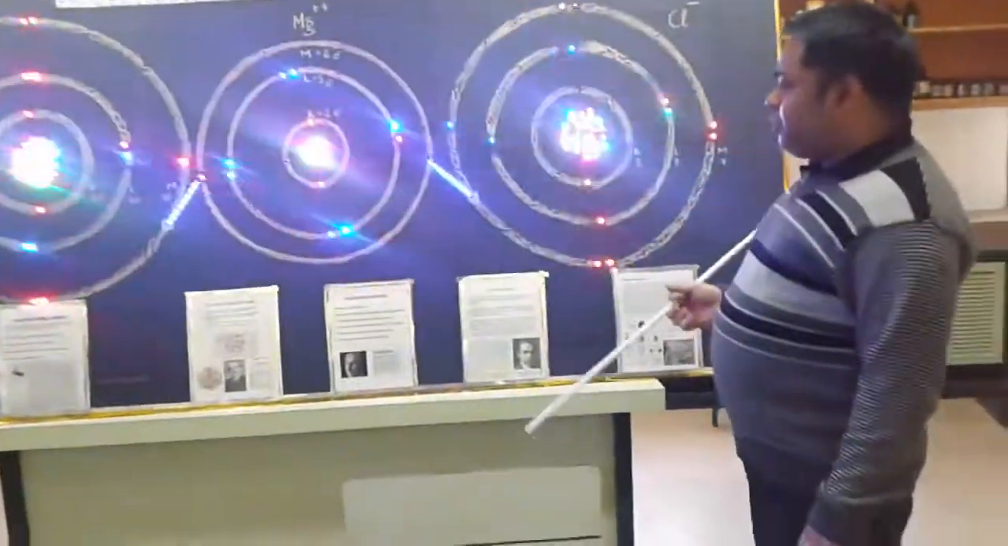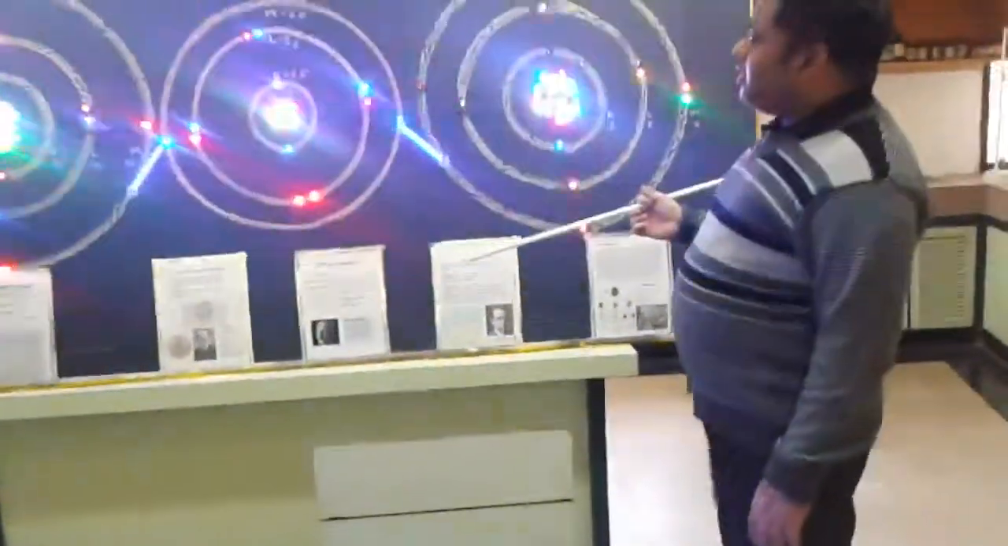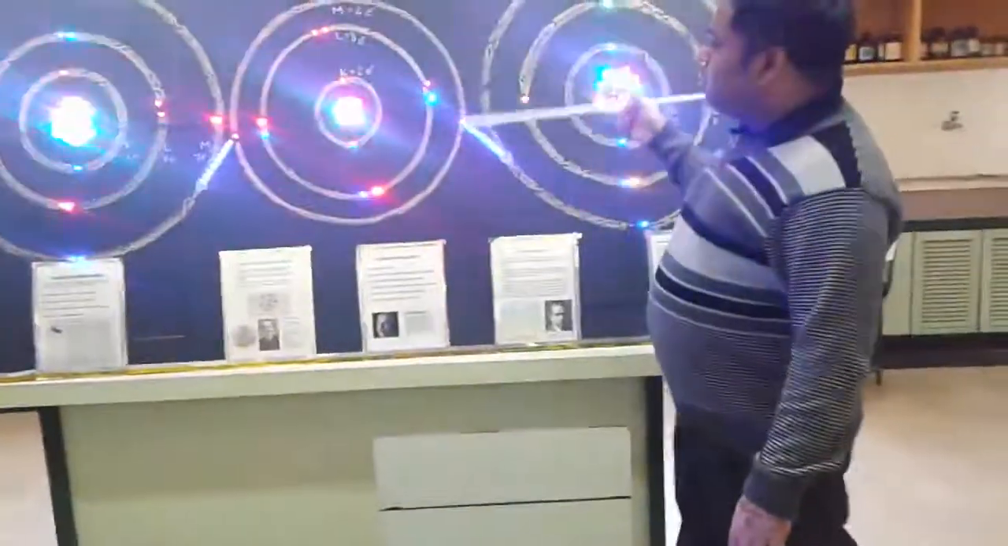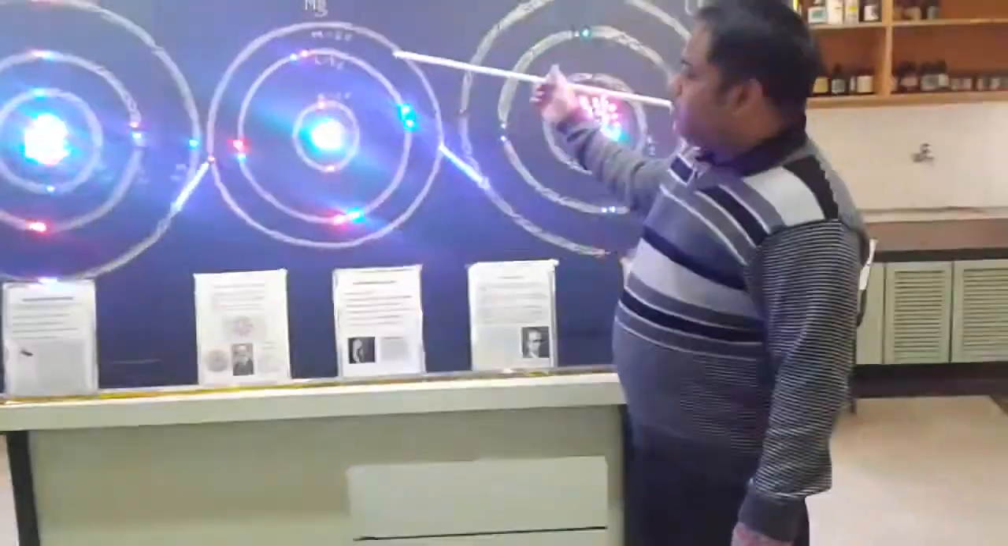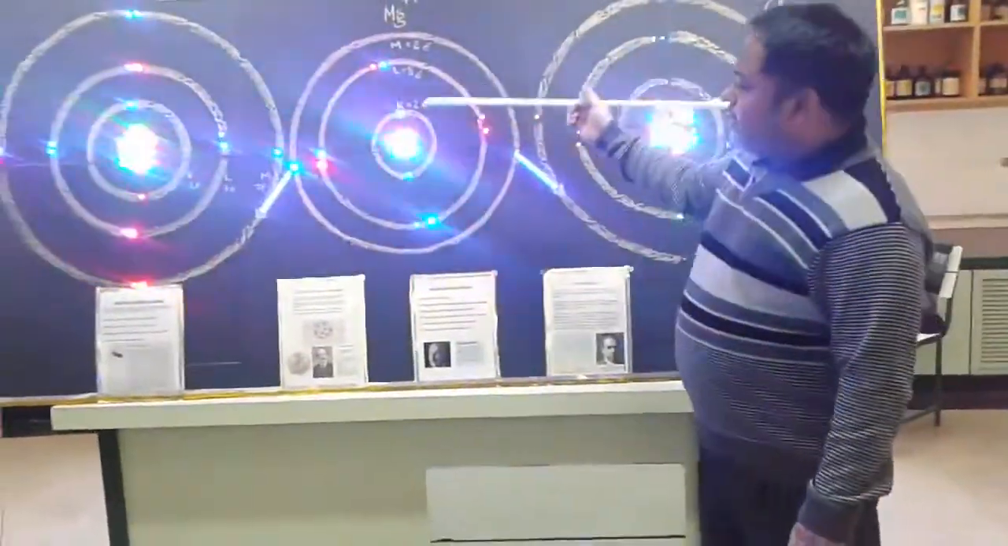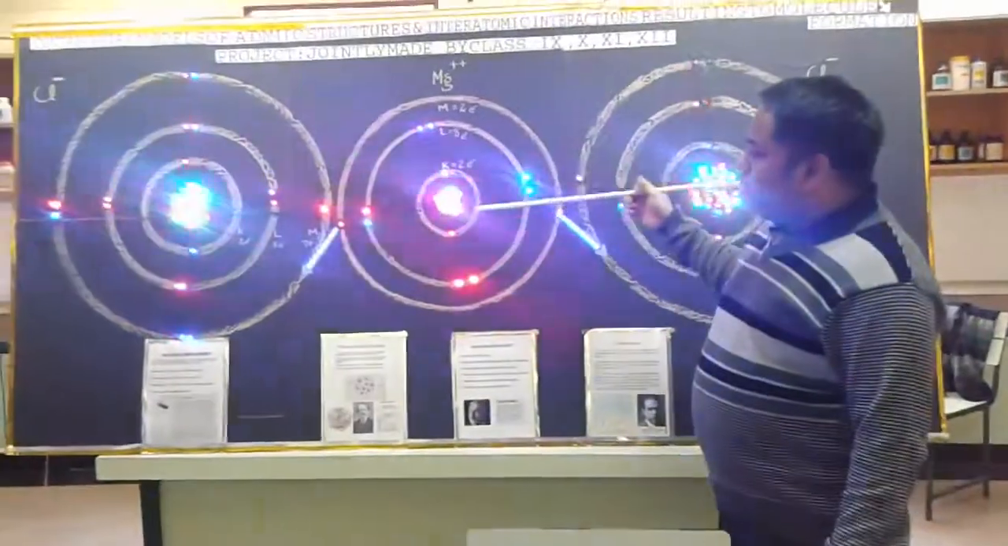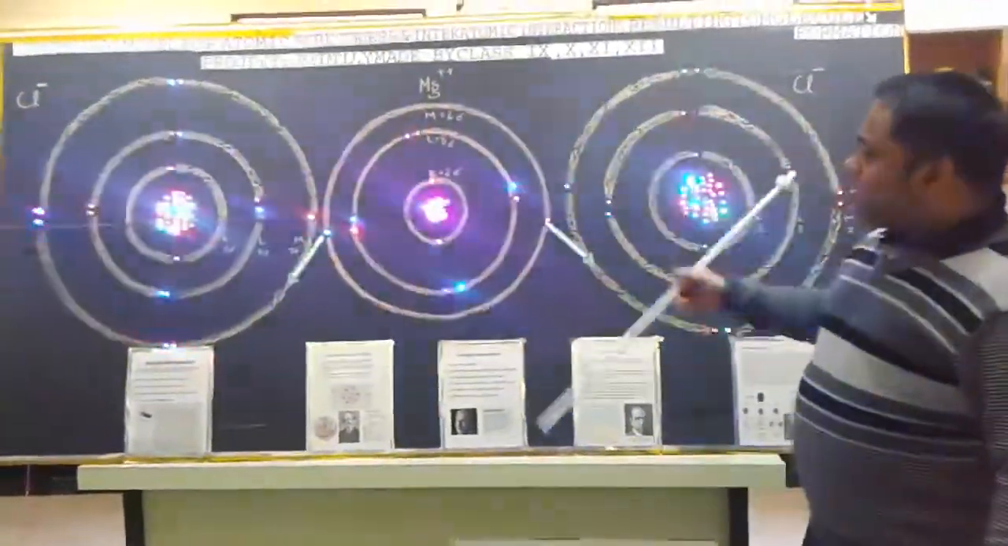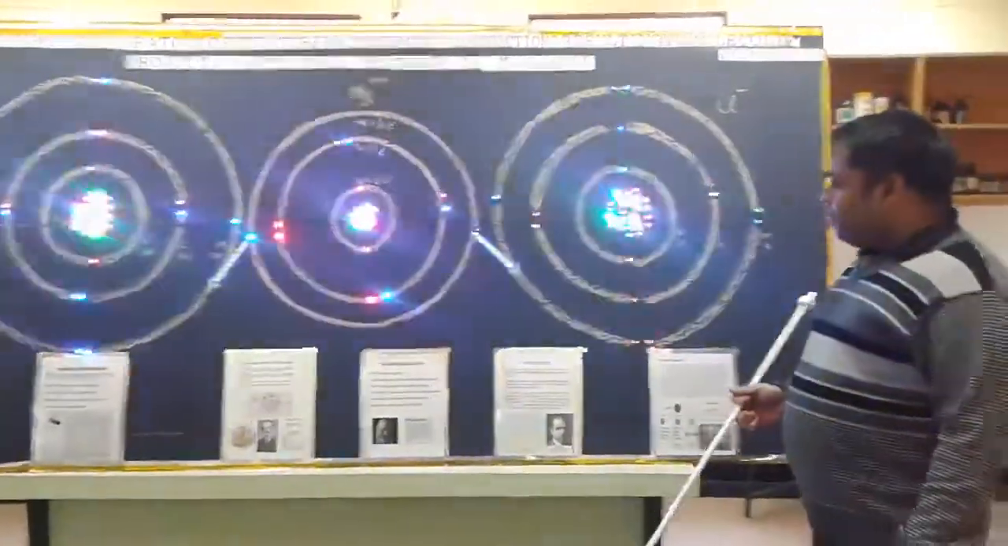But the discrepancy in this model was that if electrons revolve in a circular path, then they will lose energy after every revolution, slowly become weaker, and be attracted towards the nucleus, and the electron will fall into the nucleus, and the atom will not exist at all, which is not possible.